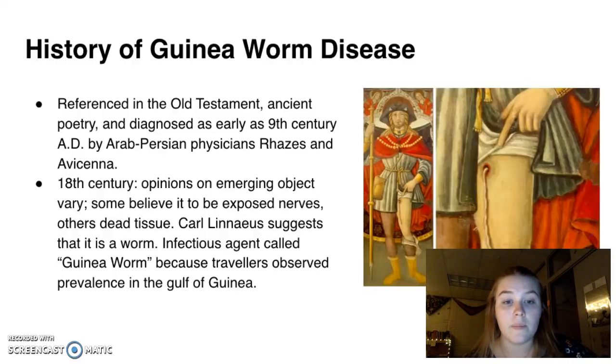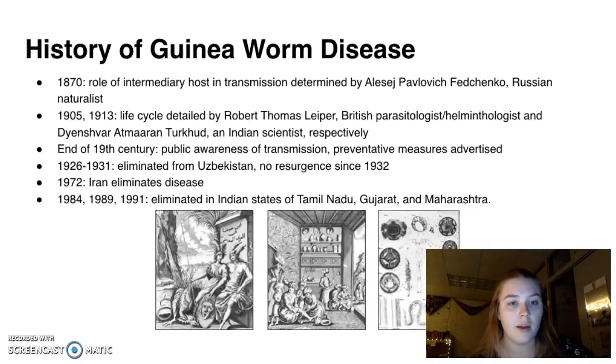In the 18th century, there were different opinions on what was emerging from the sores that were on people's limbs. Some people thought it was exposed nerves, and other people thought it was dead tissue. But Carl Linnaeus suggested that it's actually a worm. So he was right, and the infectious agent is called guinea worm because travelers observed prevalence in the Gulf of Guinea when they went there.